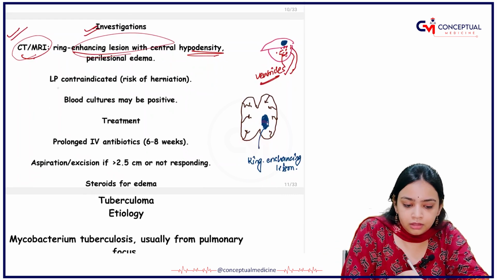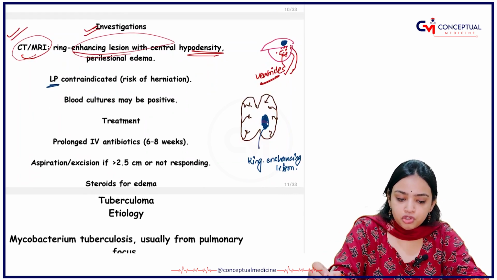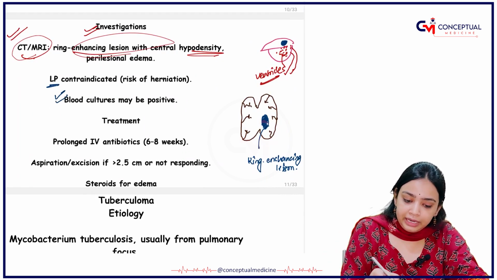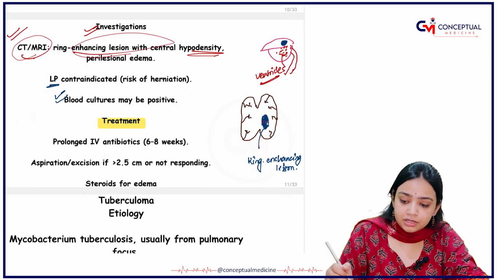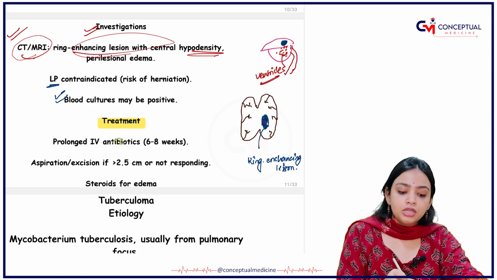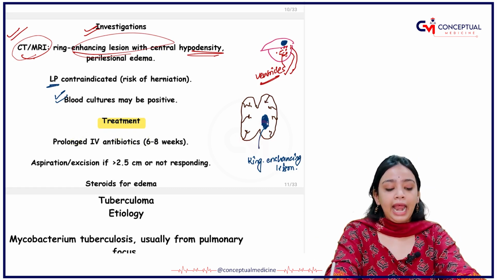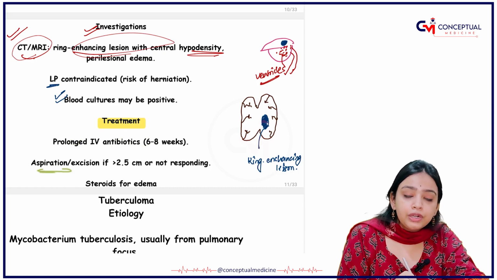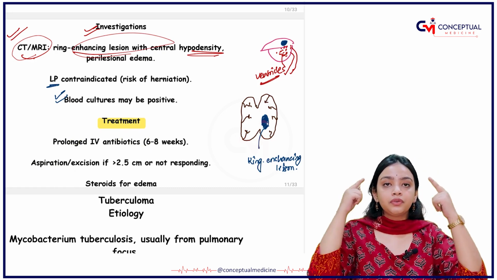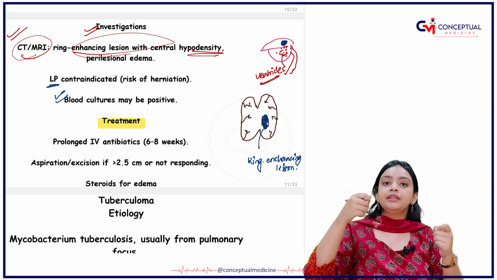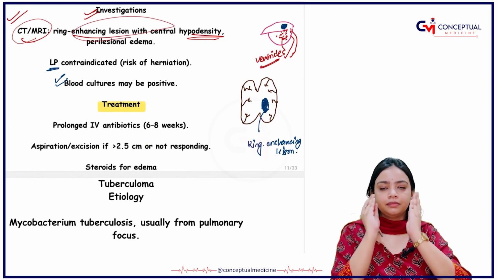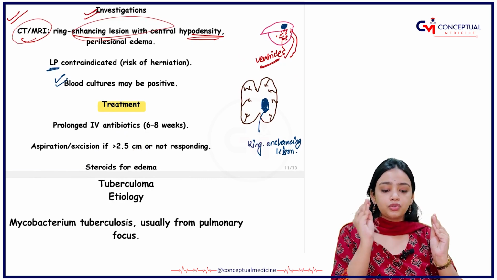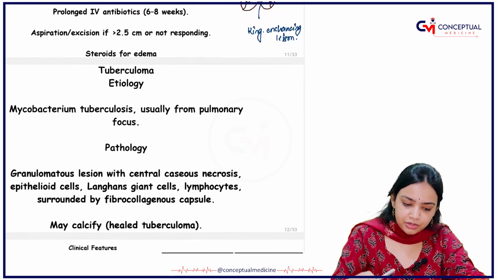Okay. Then you will do the lumbar puncture. Then you will order the blood culture. For the treatment, what will you do? This was a bacterial infection, so you will give them IV antibiotics. Then you will do the aspiration if it is needed. You will just aspirate some amount of fluid, that is, if the abscess is more than or equal to 2.5 centimeters.